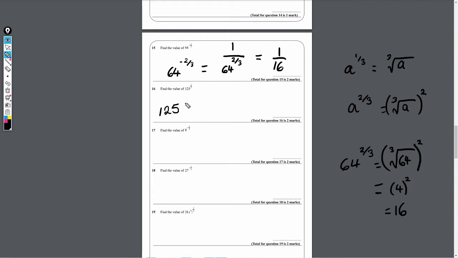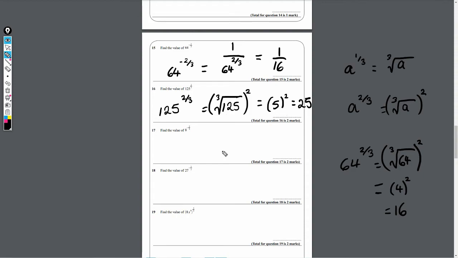Same again here. 125 to the 2 over 3. So what do we do? We look at the bottom of the fraction. It's a 3. So we find the cube root of 125, because that's what we're cube rooting. And then we raise it to whatever that top number is. So the top of my fraction, the numerator, is a 2, so we square that expression. The cube root of 125, if you remember just a couple of minutes ago, we actually worked that out. That was 5. So this is just 5 raised to the power of 2, which is 5 times 5, giving us 25. Okay. So in that case, it will just be the 25. If it's a minus, it usually is always just 1 over.